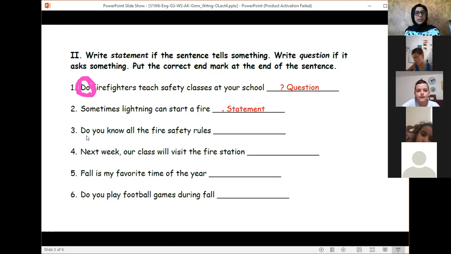Qasim Ghabris, yalla, read number 3. Do you know all the fire safety rules? What do you think? That's a question. Thank you, Qasim. Yalla, read number 4. Next week, our class will visit the fire station. That's a statement. Thank you. Excellent, miss. Hadi Azul, are you ready?